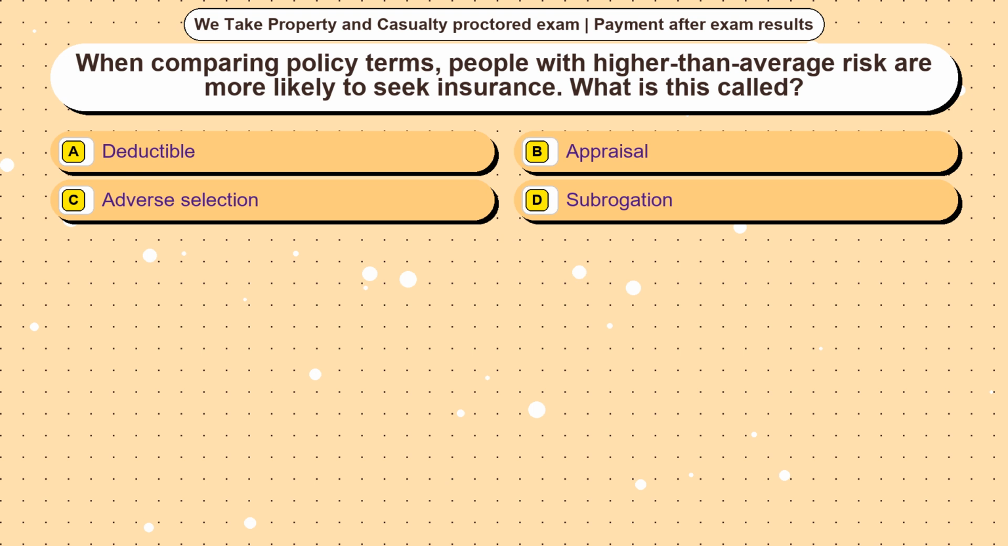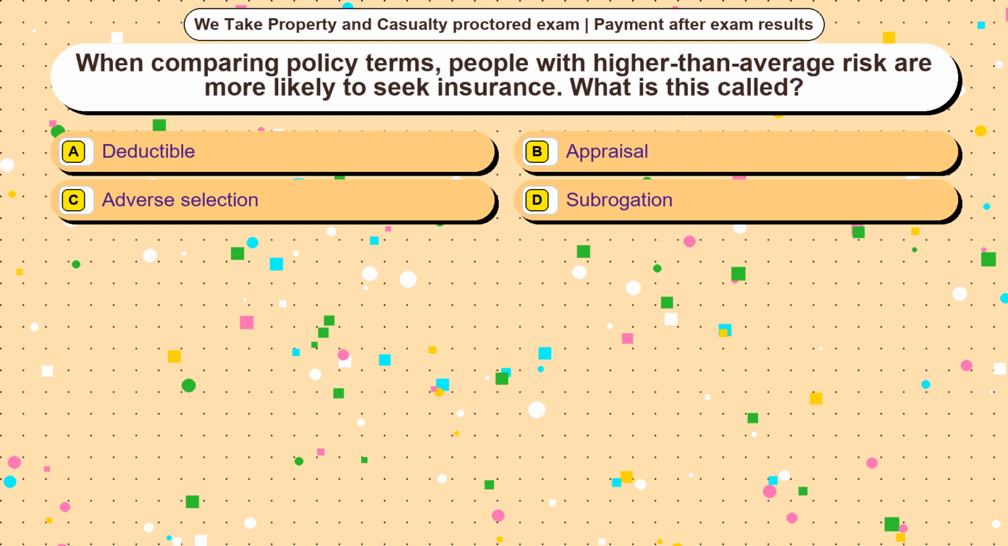Question 16. When comparing policy terms, people with higher than average risk are more likely to seek insurance. What is this called? Option A, deductible. Option B, appraisal. Option C, adverse selection. Option D, subrogation. The correct answer is option C.